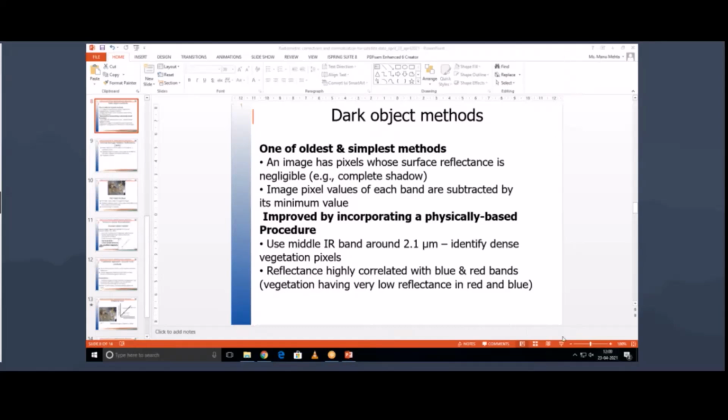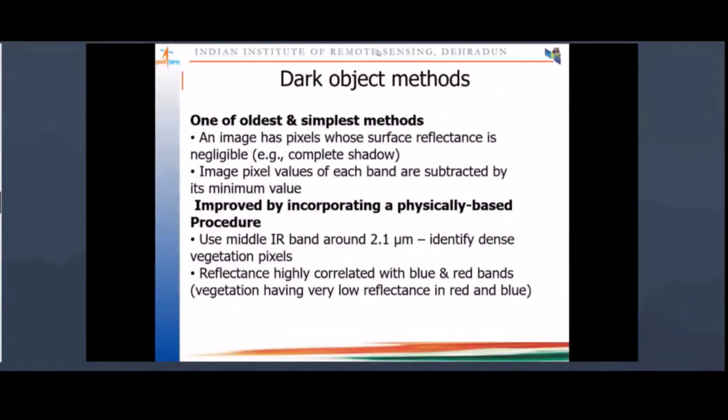So what we assume is, as I said, that the atmosphere has an additive effect on the entire image. Although this is not a valid assumption in all cases, it works very well for at least the hazy conditions. When the image is having some haze in the data, then you can simply go for dark object subtraction.